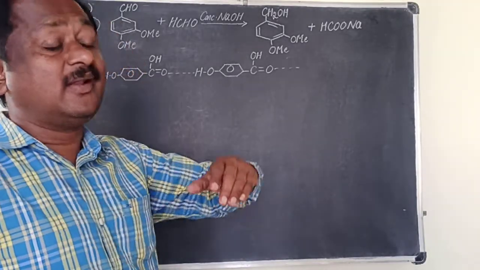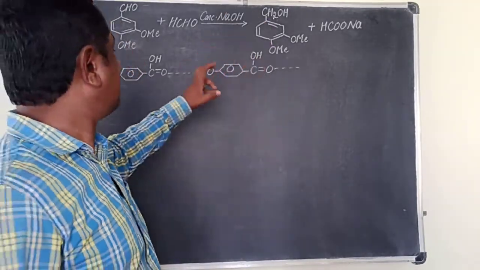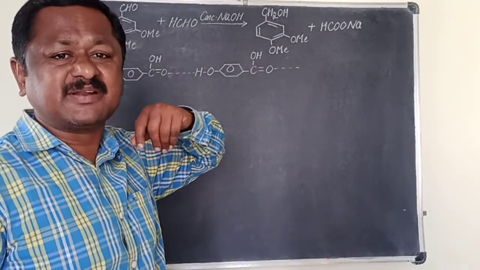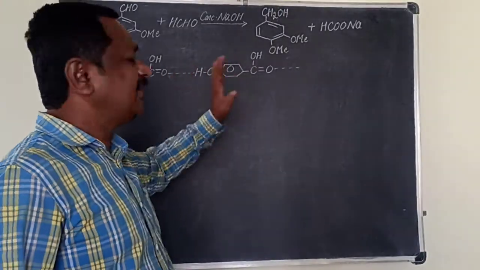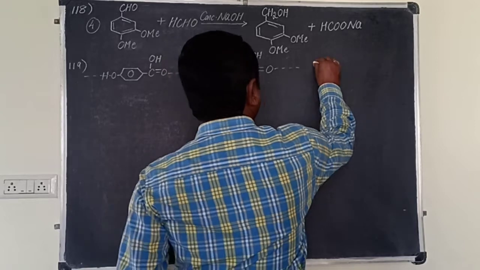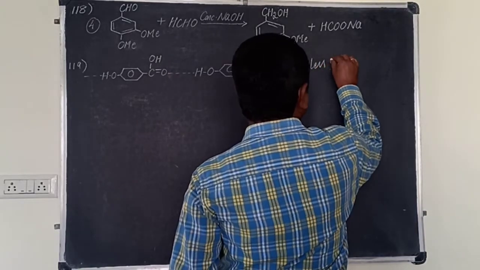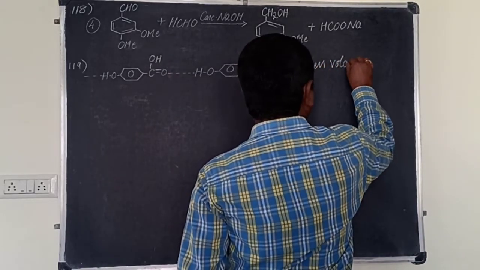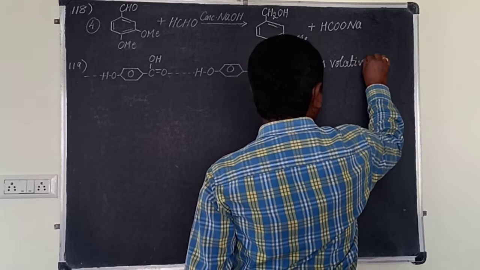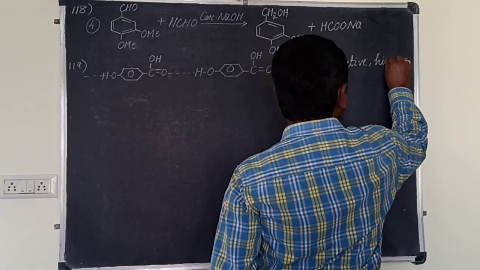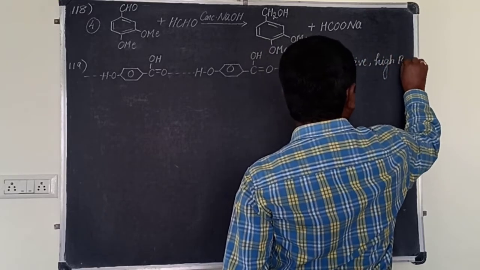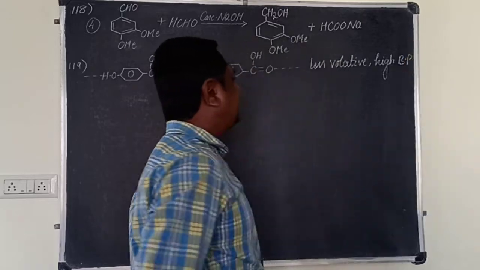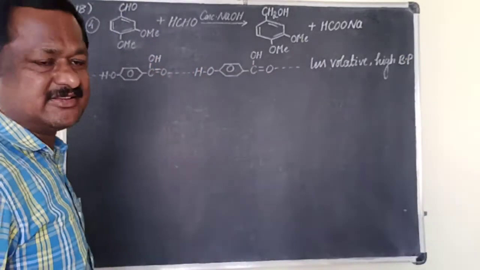Therefore volatility is less. Less number of molecules enter into the vapor state. Hence they have a high boiling point. Para hydroxy benzoic acid is less volatile. That's why they have a high boiling point, and they are heated to a high temperature in order to vaporize.